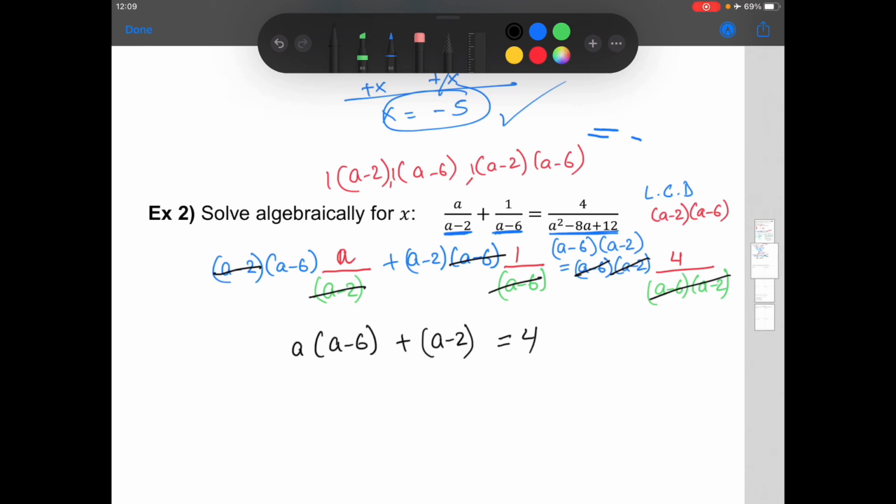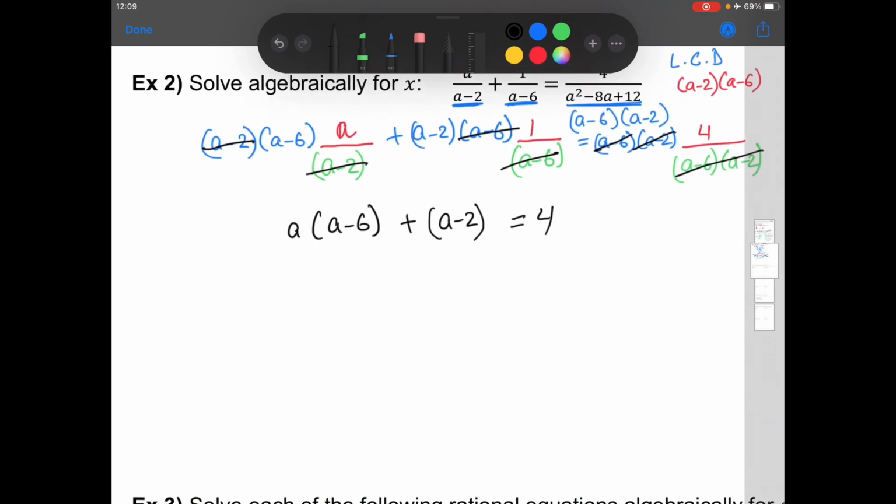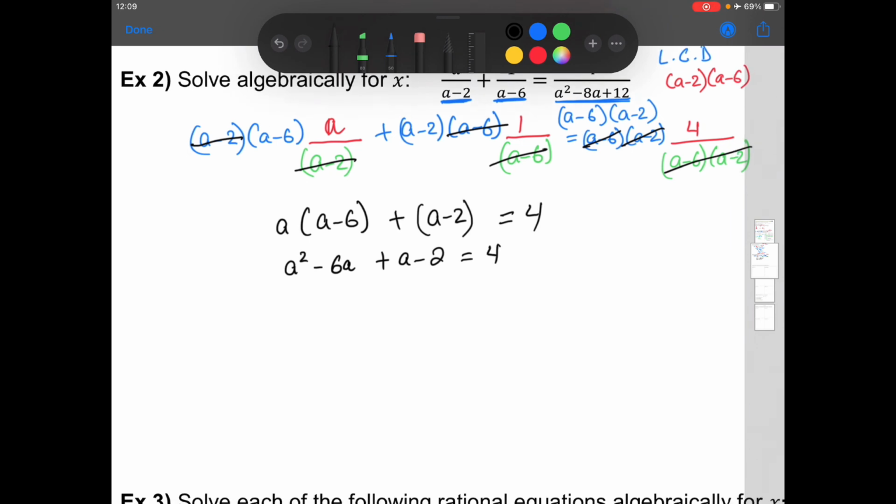There are other ways you can find out of doing it, like solving one side and then the other. But I figured getting rid of the LCM is the best. So distribute the A. What do you get? A squared minus 6A plus A minus 2 equals 4. It's a quadratic, so I'm going to move the 4 over and I'm going to simplify this. So it'll be A squared minus 5A, subtract 4, what do I get? Minus 6 is equal to 0.